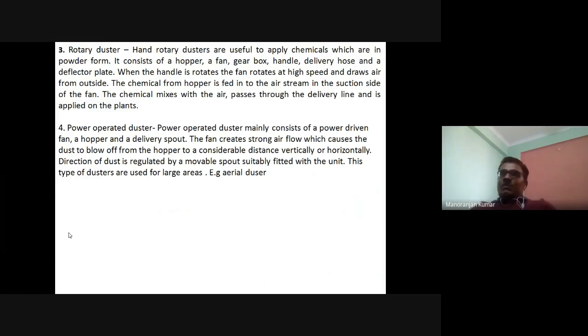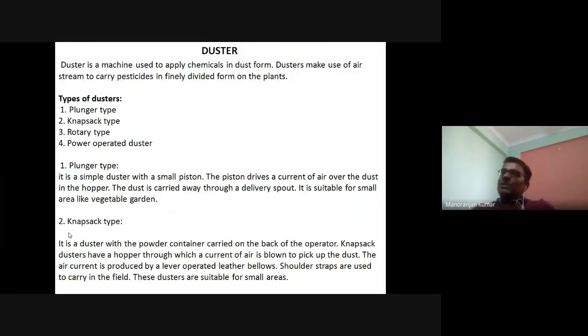The last one is the power operated duster. It mainly consists of a power driven fan, a hopper, and a delivery spout. The fan creates a strong airflow which causes the dust to blow off from the hopper to a considerable distance, vertically or horizontally. The direction of dust is regulated by a movable spout suitably fitted with the unit. This type of duster is used for large areas, for example, in aerial dusting. Okay. So these are the types of duster: plunger type, knapsack type, rotary type, and power operated duster.